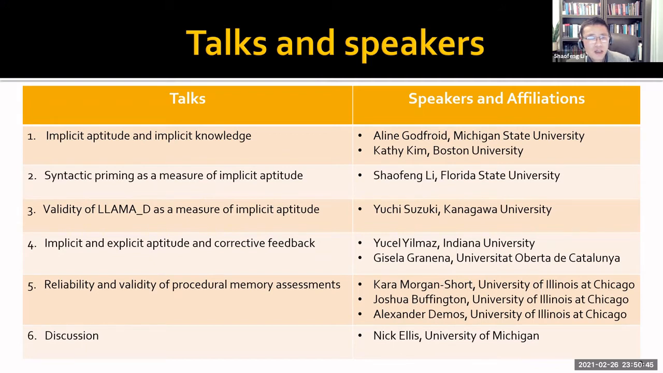In the fifth talk, the speakers will present a study on the reliability and validity of measures of procedural memory. The speakers are Kara Morgan-Short, Josh Buffington, and Alex DeMose, all from the University of Illinois at Chicago. And finally, Nick Ellis, who is from the University of Michigan, will talk about to what extent the empirical studies have established the validity of implicit language aptitude.